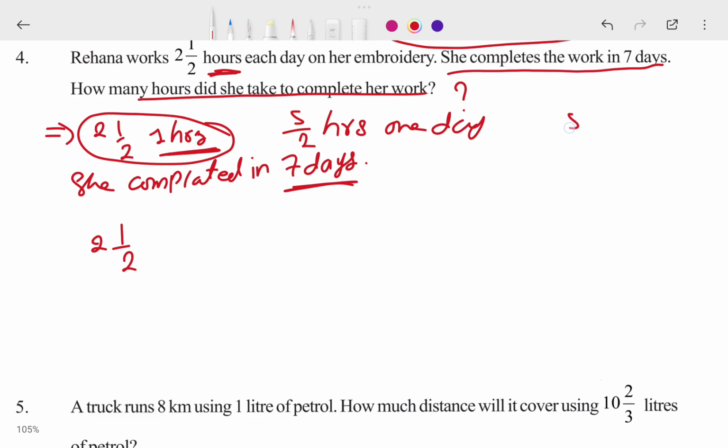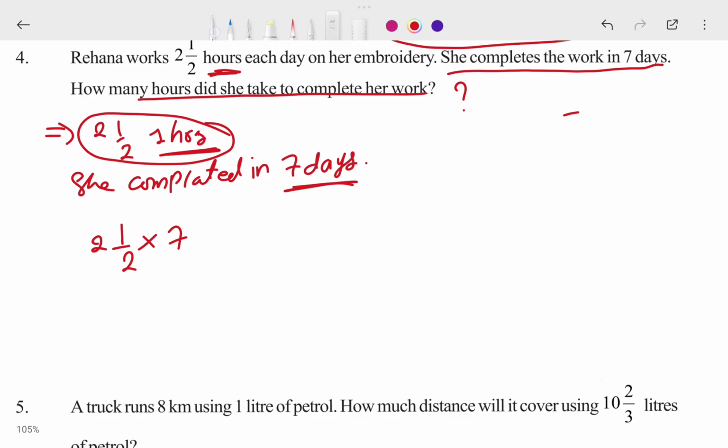So we can multiply by 5/2 cross 7, because in one day he did that much hour. In 7 days how many hours can he do? After multiplying we will get... Okay, so here I will write like that. Now first of all, forget this line. Now 1/2.